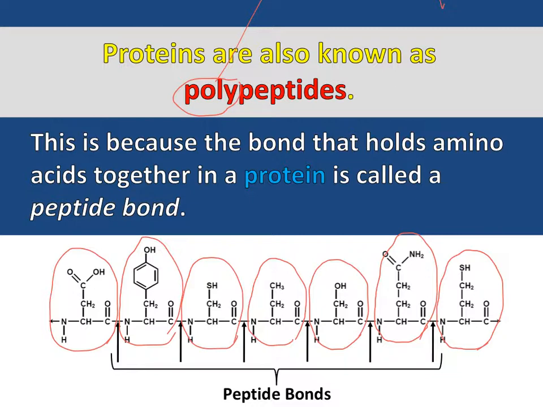Okay, so the peptide bond is just the link. It's the bond that's holding these chains together. So these amino acids here are held by this peptide bond, and these two amino acids are held by this bond. It's right between the N and the C, right next to the nitrogen, and just repeating bonds. So when we say polypeptide, it's because we have many bonds, many peptide bonds.